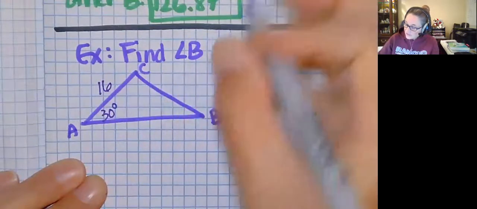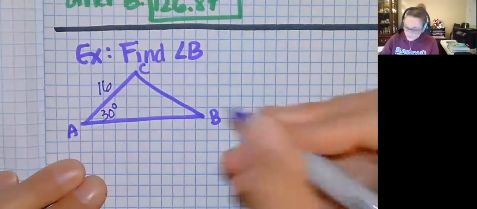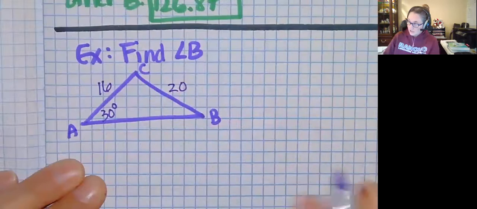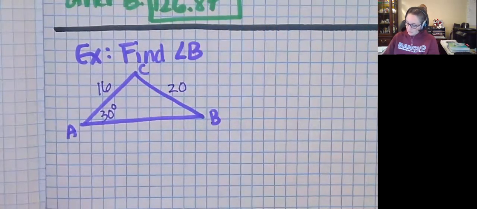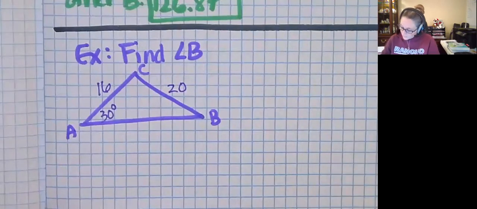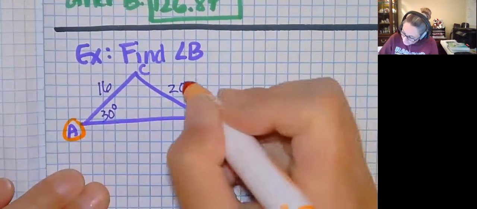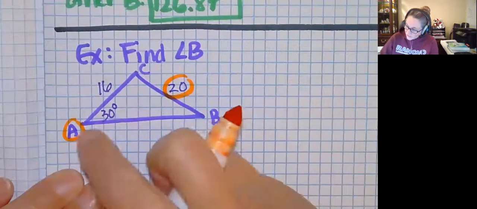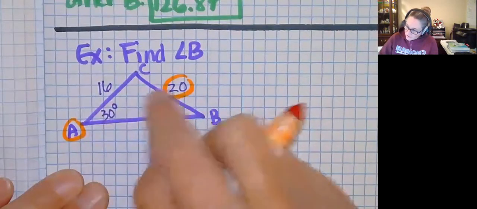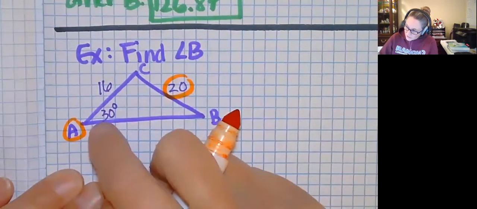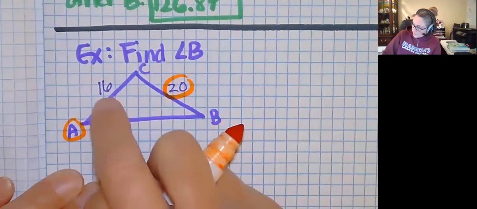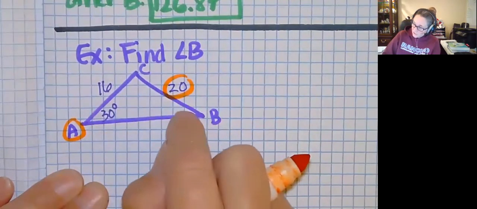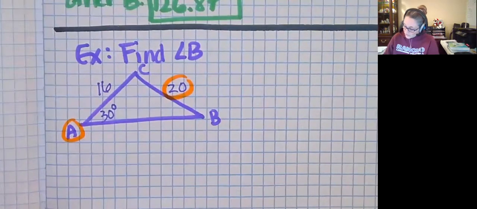And this time, instead of this being a 10, let's make this into a 20 and see what happens. So this one's going to be a little longer than the one up here. Again, you want to pay attention that we have opposite sides, meaning the angle and the side opposite it. So if I have this pair and I know this and I'm trying to find this, which is opposite it, I'm going to use law of sines.